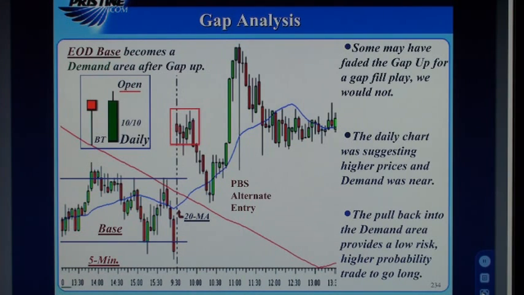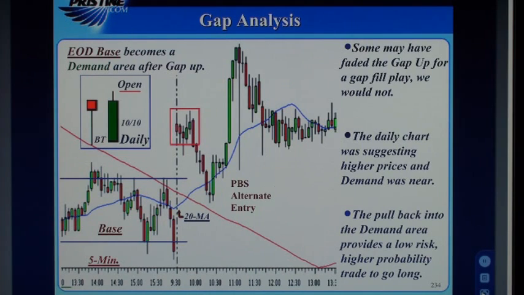On the next day, prices had gapped down near the low of that bottoming tail bar and then must have rallied in the morning. We know it must have rallied in the morning because we have an end of day base and we have a bullish 10-10 bar. So the end of day base now provides an area of support. Well, prices had gapped up the next morning from the bullish pattern.